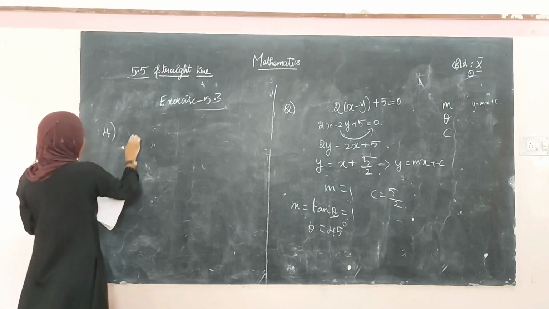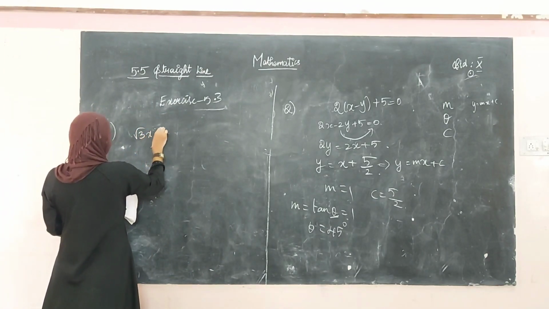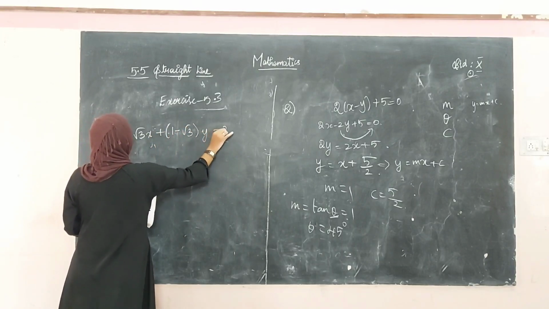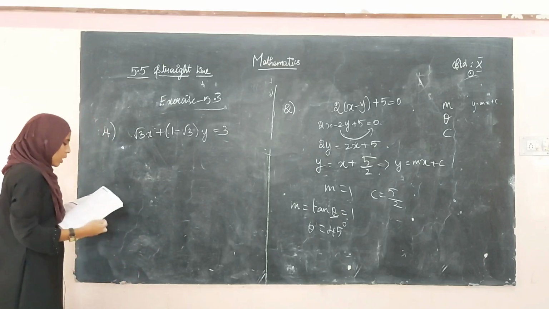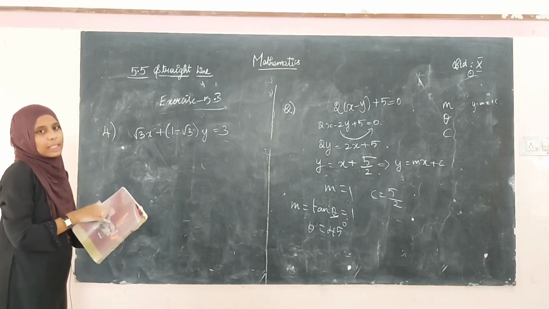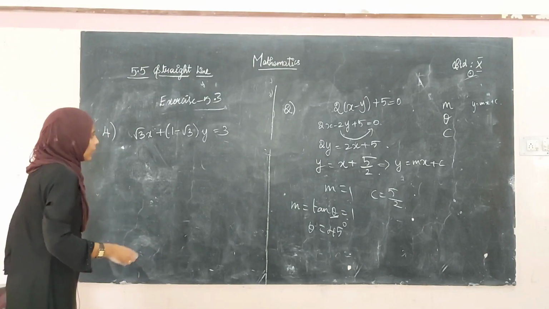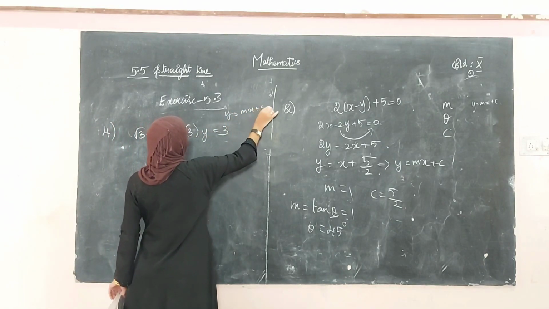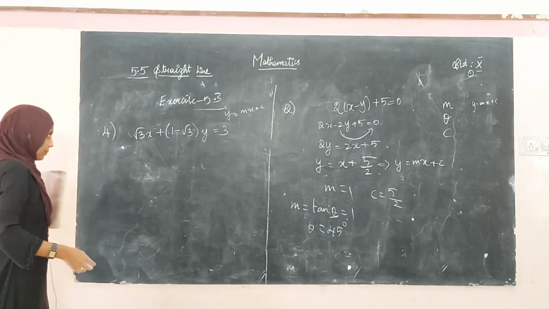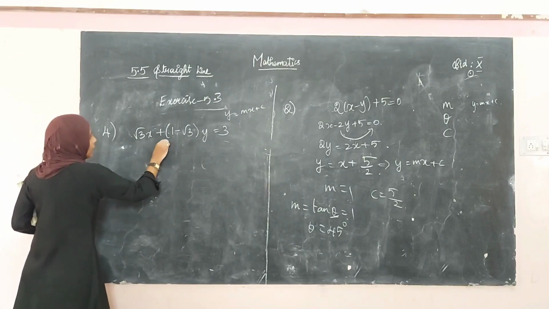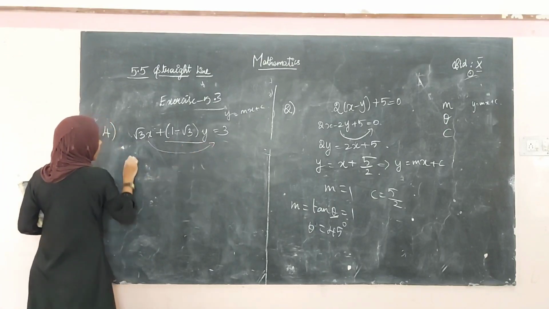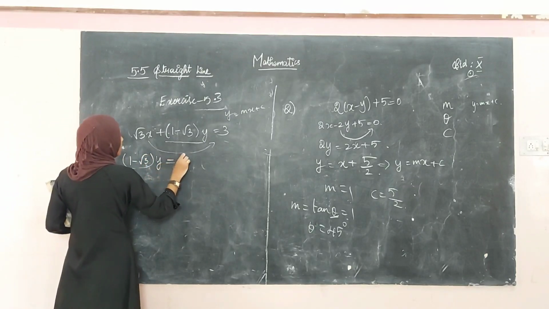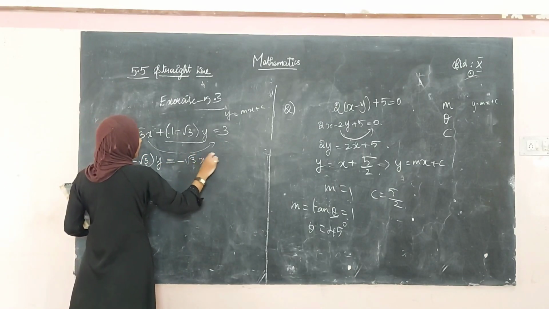So the given question is root 3 into x plus 1 minus root 3 into y is equal to 3. So what do you have to find? You have to find slope and y intercept, that is m and c. Okay, so in the same way we have to make this into y equal to mx plus c, we have to bring it in the format. Let us do it like this, bring this term to this side. 1 minus root 3 into y equal to minus root 3 into x plus 3.